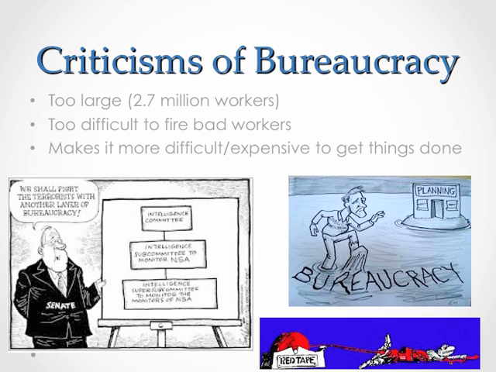Three other criticisms of the bureaucracy. One is that it is too large, with 2.7 million people working for it in this country. It is too difficult to fire bad workers. There are often a lot of appeals and steps that have to take place first, and that it makes it more difficult or more expensive to get things done. And that bottom picture, red tape, is sometimes a word used to describe bureaucracy.